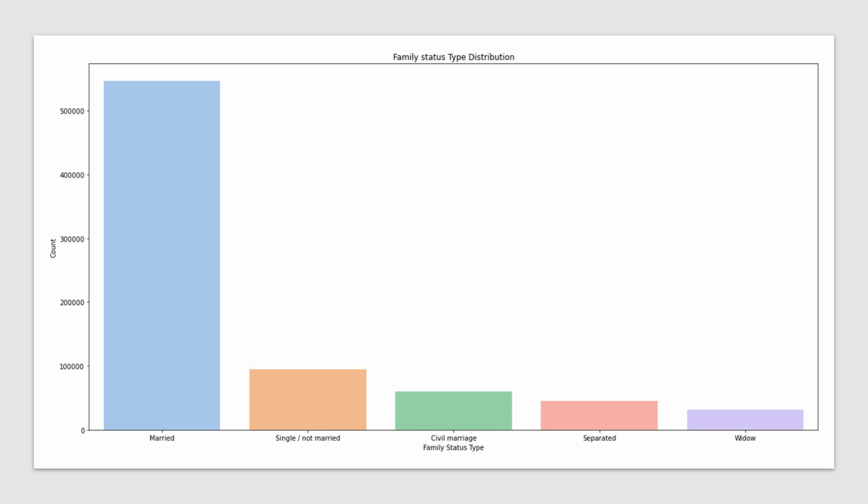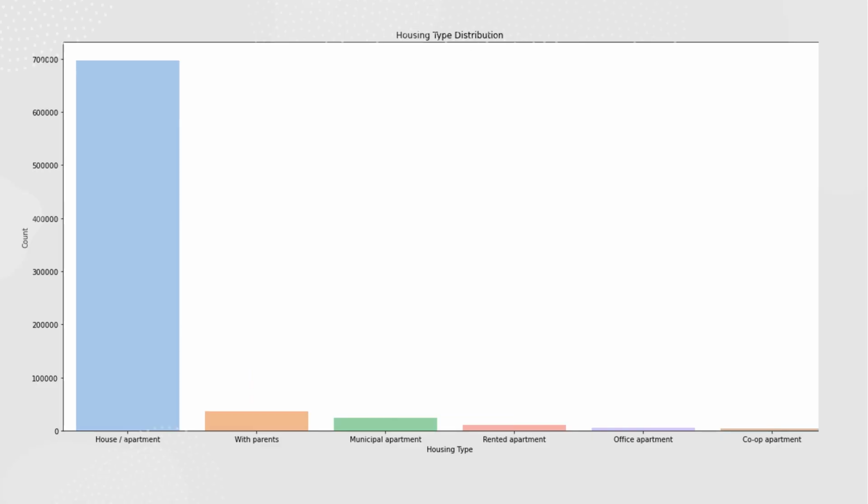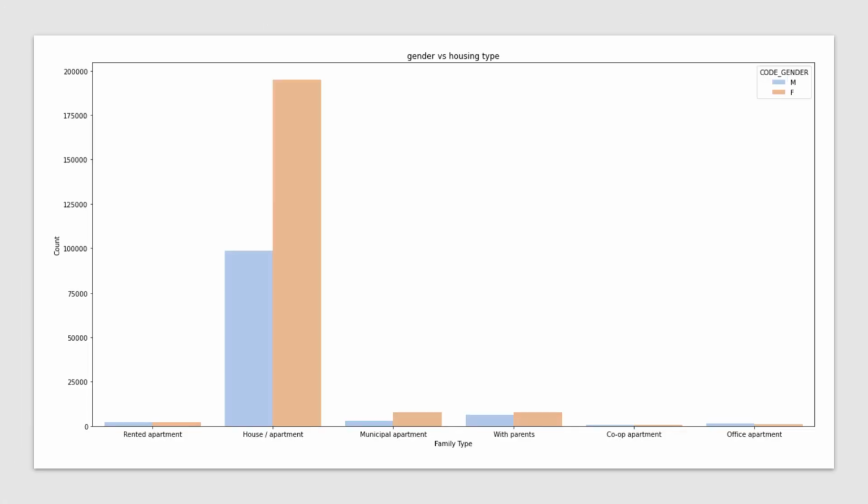And coming to the family status type, most of the applicants are married, and few are widowed, which is the least number of applicants. And coming to the housing type, most of the applicants have their own house, and there are fewer people who are in a co-op apartment.